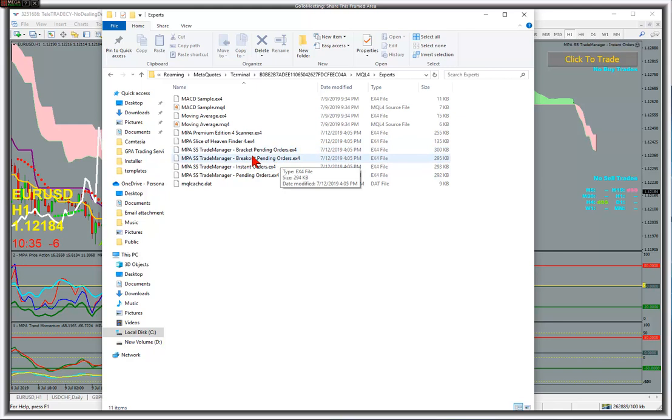So the first one was the experts. We can see 7/12/2019 is the date at 4:05 p.m. And there's no Premium Edition 3 scan or anything else in here. They've been removed. If yours is different and you see the Premium Edition 3 scanner or the Slice of Heaven Finder 3, please remove those. And if you see these look the same but the dates are different, then just simply reinstall the software and it'll overwrite these to make sure you have the latest ones.